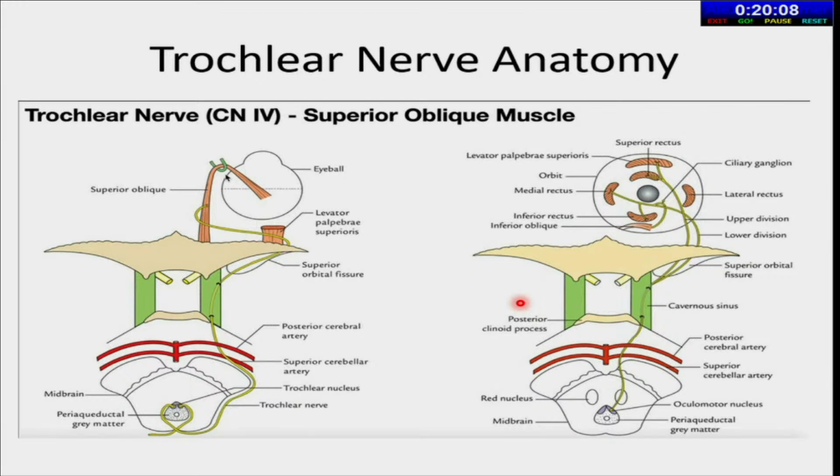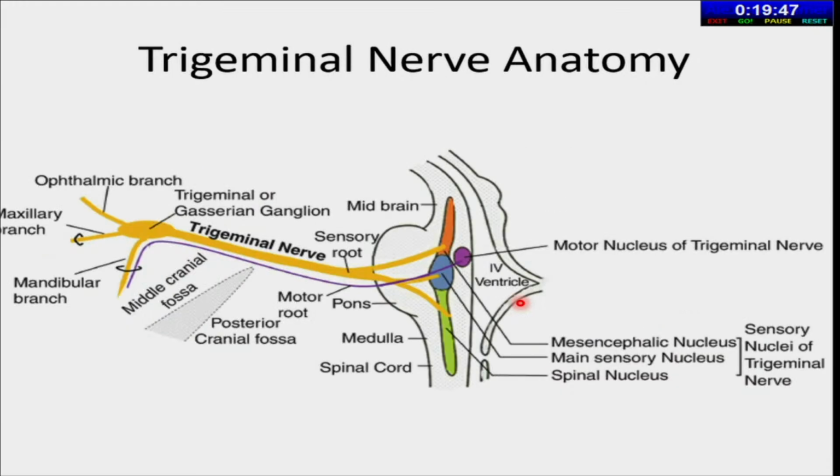It's going again through the cavernous sinus just below the oculomotor nerve. It has passed between the posterior cerebral artery and the superior cerebellar artery, and again it enters the orbit, breaks up into smaller branches, and supplies the superior oblique muscle alone in the proximal third. Again, be familiar with this nerve and the unique characteristics of this particular nerve.